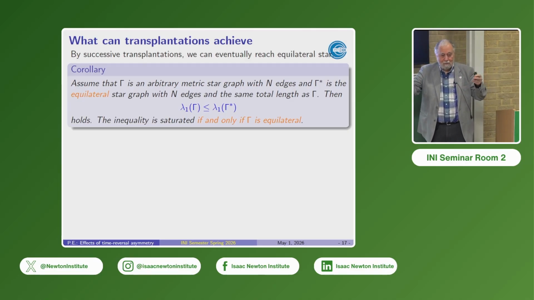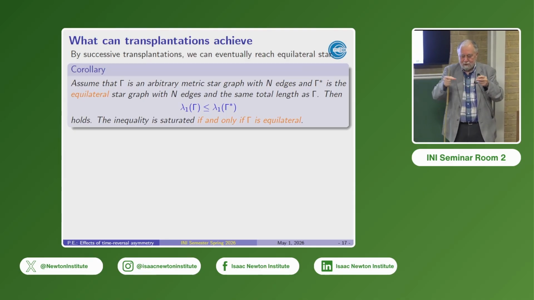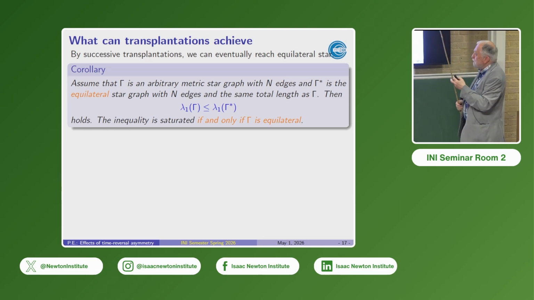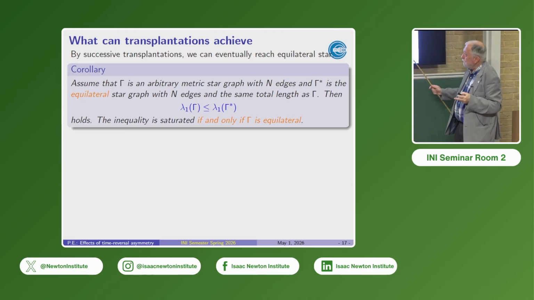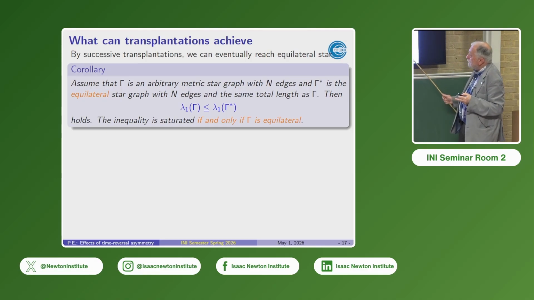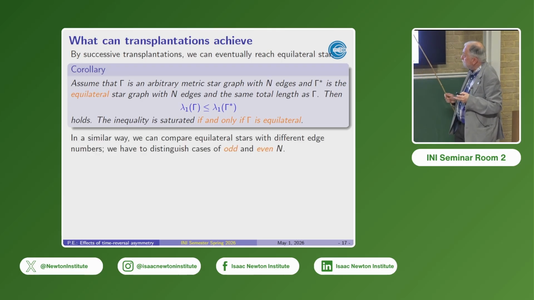Okay, now I can do this iteratively. If I have an unbalanced star, I can put pieces from one edge to another until finally I reach the equilateral graph. If I use iteratively the result I just announced, I find that if the total length of the graph is preserved, I have the inequality which says the ground state does not exceed the one of the equilateral graph. And the inequality is saturated if and only if this gamma is gamma star.